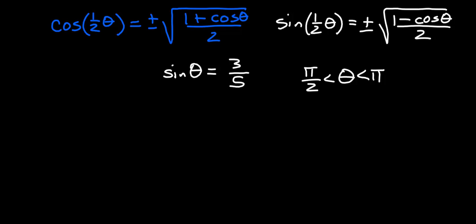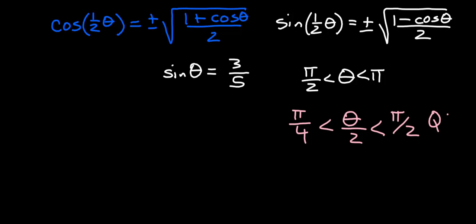Well, let's think about it. If theta is in quadrant 2, what is 1/2 theta? Let's divide through by 2. So I've got theta over 2 less than pi over 2 and greater than pi over 4. So it looks like 1/2 theta would be in quadrant 1. It's going to be between pi over 4 and pi over 2. So this is in quadrant 1.